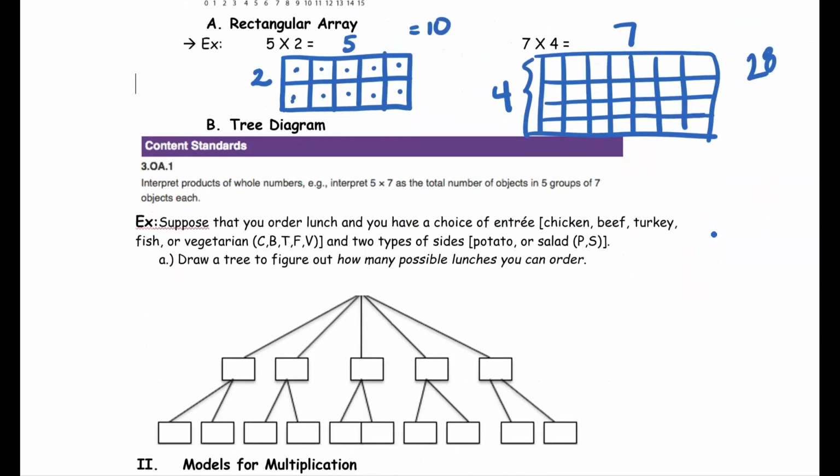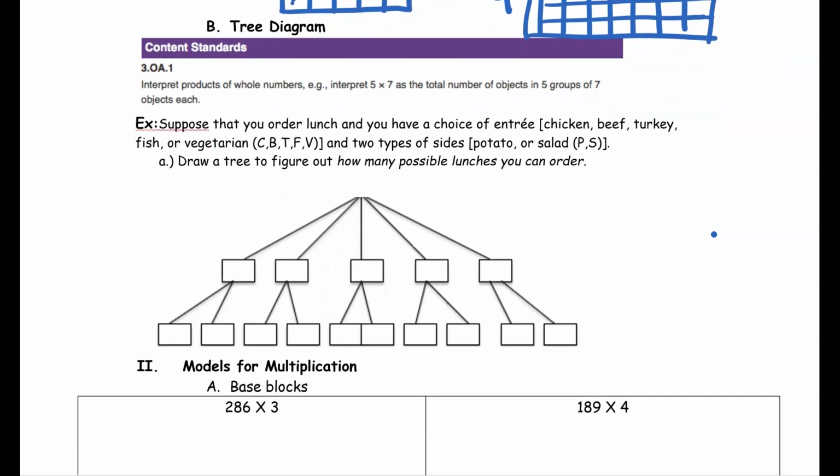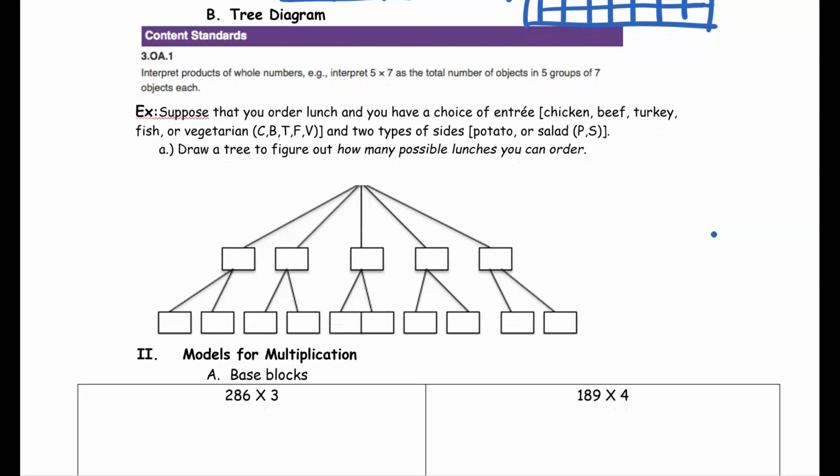So another visual to add on to the number line and the rectangular array is a tree diagram. I think this is a diagram that's helpful probably in the later elementary school grades, just because it's a little bit more complex, but it can be handy.